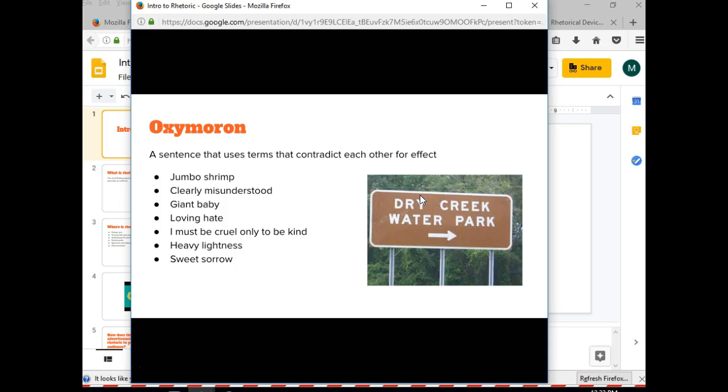Okay? Sweet sorrow. Sadness can't be sweet. Loving hate, it doesn't make sense. A giant baby, that doesn't make sense, does it? When they're together, though, it makes an effect that makes it sound super dramatic.